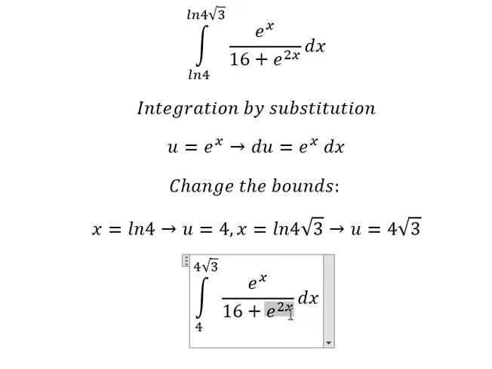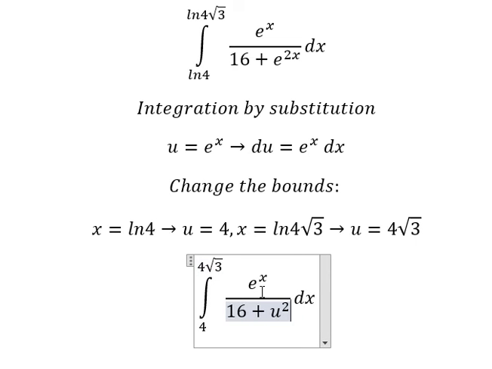This one we change by u squared. This one we change by u. This one with the s we change by the u.